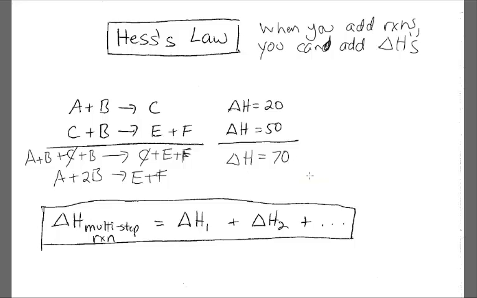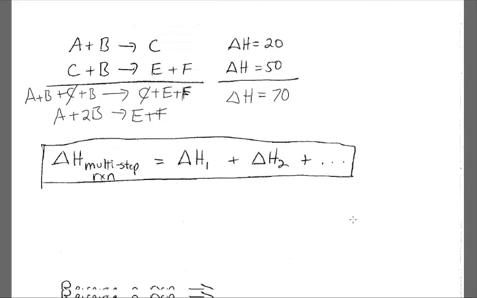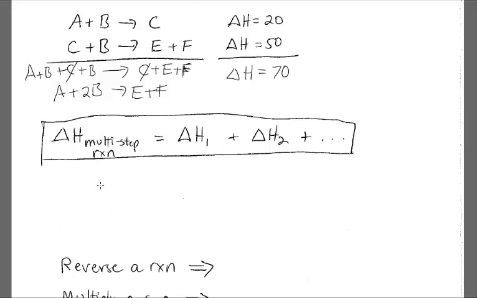A more general way of stating this is that the delta H for a multi-step reaction equals the delta H for the first step plus the delta H for the second, plus however many steps you may have. And again, that is because delta H is a state function, meaning it does not depend on the path.